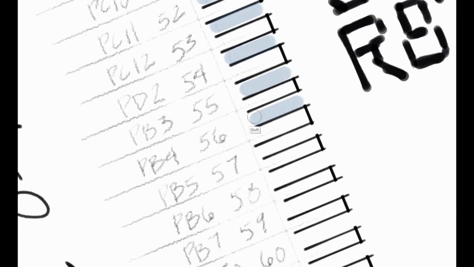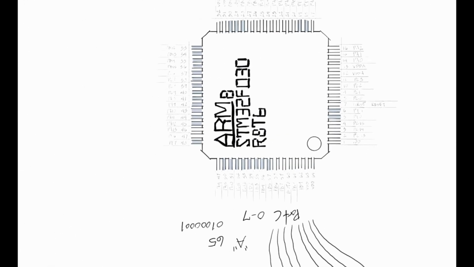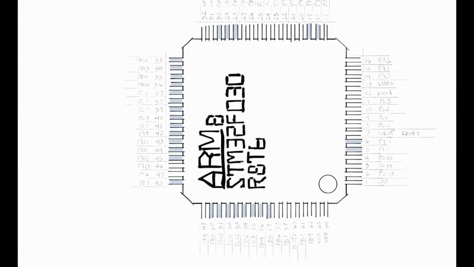PA15 is one of them. PC10, 11, and 12. PD2, PB3, PB4, PB5. PB6 and PB7, those are the FTf, the fast mode pins, so we're going to leave those alone for the moment. So are PB8 and PB9. And that is it. So let's take a look at the pins that we can use that are 5-volt tolerant.